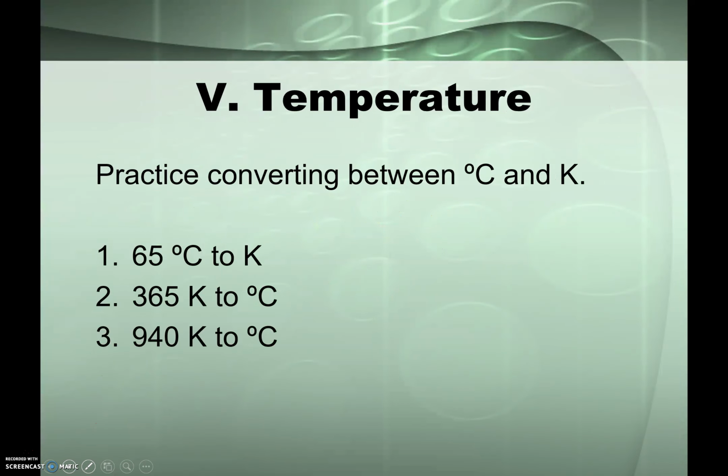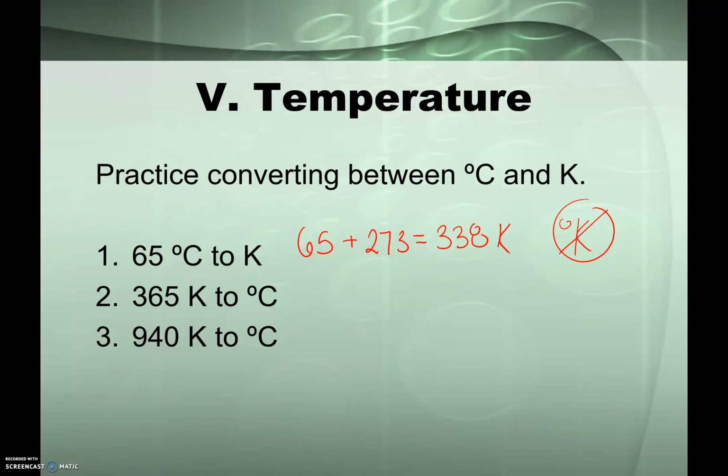Okay. So if you have 65 degrees Celsius and you're trying to get to Kelvin, because we're going Celsius to Kelvin, we are going to add. So we're just going to take our 65 plus 273, and that will give you 338 Kelvin. Notice I don't say degrees Kelvin because there is no such thing. It's just Kelvin. So don't ever write that degree sign. Otherwise, technically, your answer is incorrect.